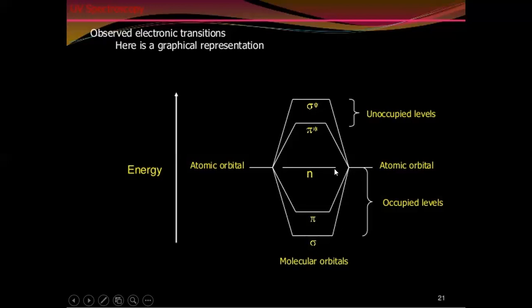Even in methanol, you have oxygen, and oxygen has two lone pairs of electrons. Therefore, here you can see n to sigma star transition. These are single bonded, and all of them have sigma electrons and non-bonding electrons.